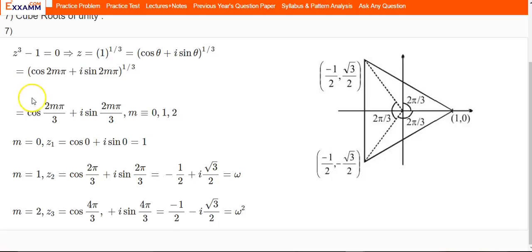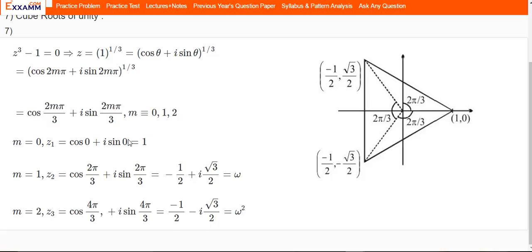So if we are calculating the fourth roots of unity, then z to the power 4 would be equal to 1, and accordingly the value of z would be cos 2m pi by 4 plus i sine 2m pi by 4 for m equal to 0, 1, 2, 3. When we put these values in, for m equal to 0, obviously it is 1. For other values, we will get i, minus 1 and minus i.